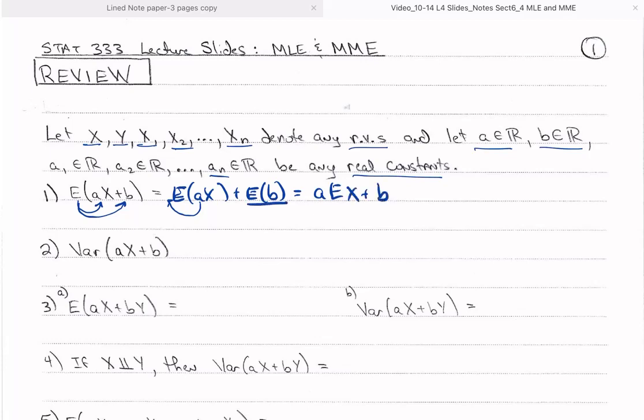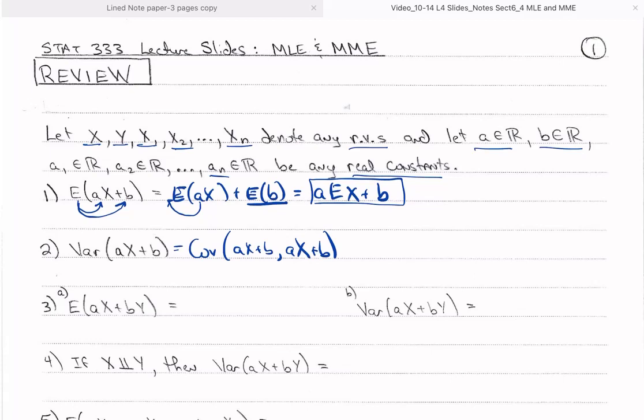The expectation of a constant, there's no randomness in a constant, so its expected value, or expectation, or average if you want to think of it that way, is just itself. So this is the answer. Let's do the same thing with variance, but now we have to remember that the variance is a covariance. So if we wanted to prove this, we could break this down as the covariance of AX plus B with itself. That's the definition of variance.